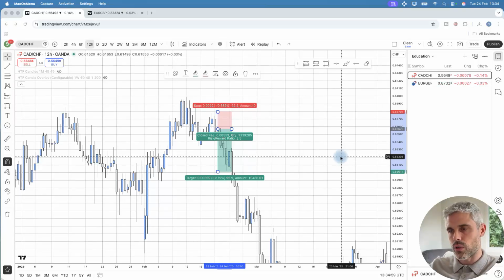That's what we're going to explore in this video. And I'm going to show you exactly how to use fair value gaps to get into high probability trades like this 2.5R that played out perfectly on CADCHF. So let's get into it.